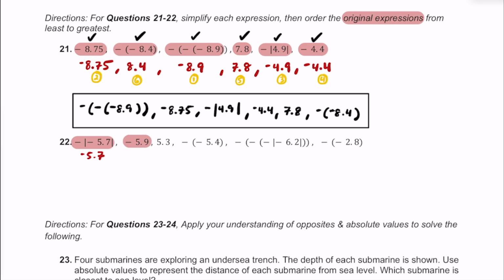This negative 5.9 is already just hanging out here, so we're just going to leave it as negative 5.9. Taking a look here at this 5.3, this one's actually good to go too. Leave it alone, it's just this positive value.